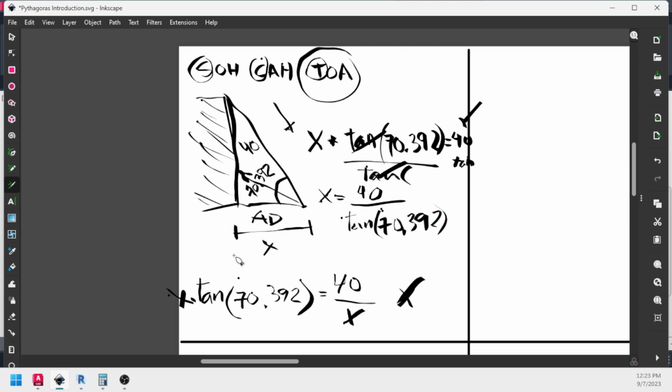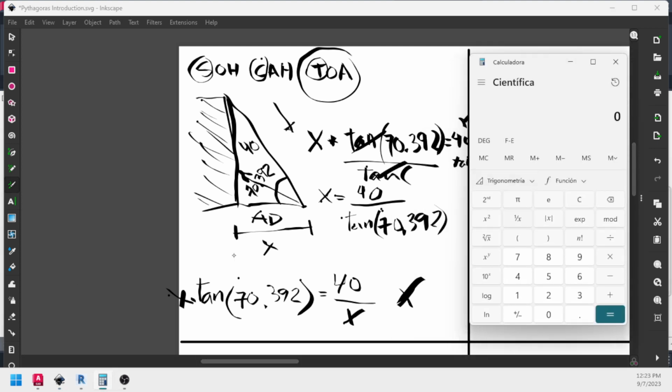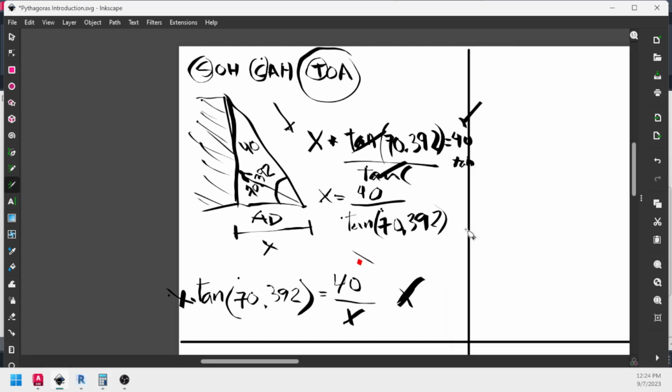So now we're going to calculate what we have here. We will calculate first the tangent. Let's put over here 70.392, and let's ask the calculator for the tangent. Okay, this is 2.807. Okay, 40 between 2.807 is equal to 14.25. So x equals 14.25. This is our result.